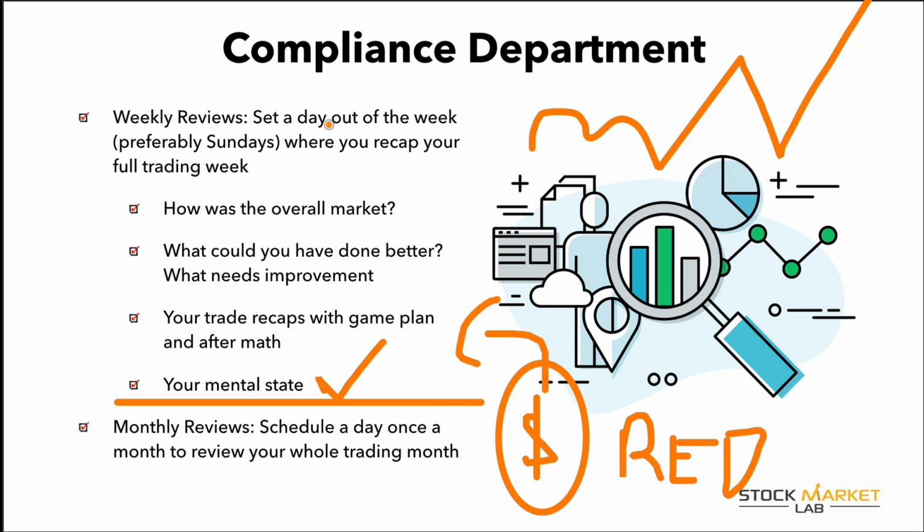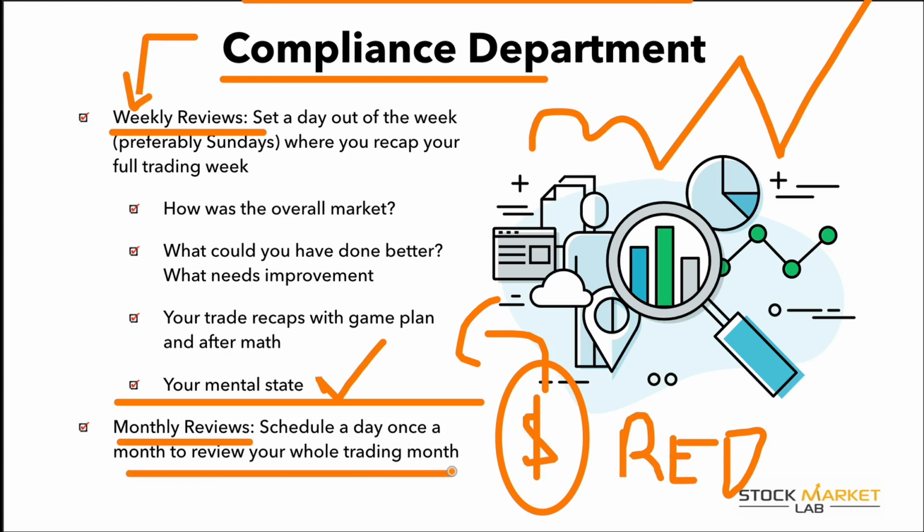And the only way you're going to do that is by creating a compliance department and reviewing each trade, even the trades you didn't take. Why didn't you take that? So set that up right now in your calendar where you're going to start reviewing your trades, and you have a set date. And then obviously you're going to do a monthly review. Schedule a day once a month to review your whole trading month.